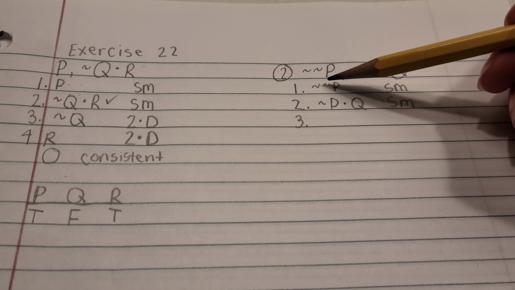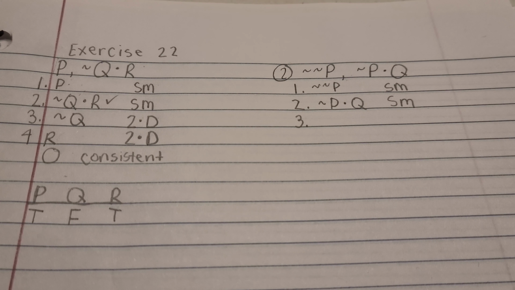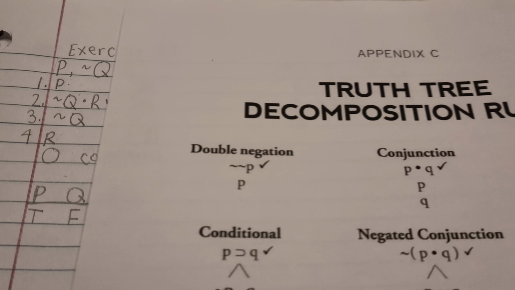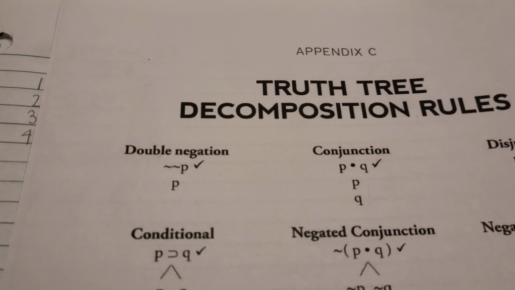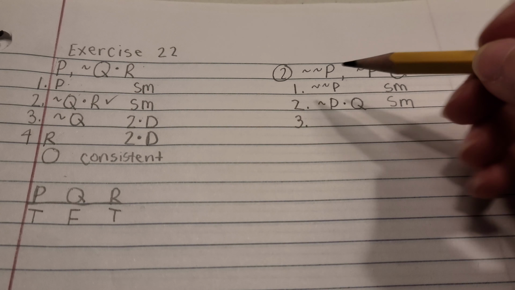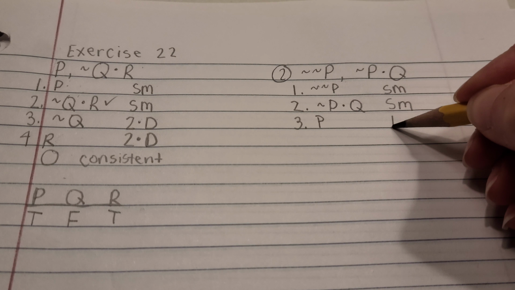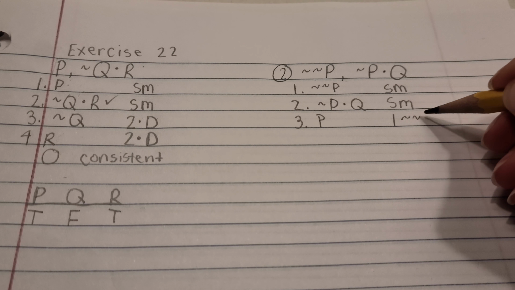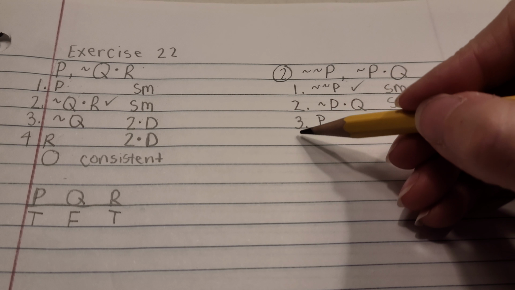Now, number 1 is a not not P. See this double negation here? I'm just going to decompose it like we did in the other one into just P. I used line 1, the double negation decomposition rule. All right, I'll check it off because I'm done.